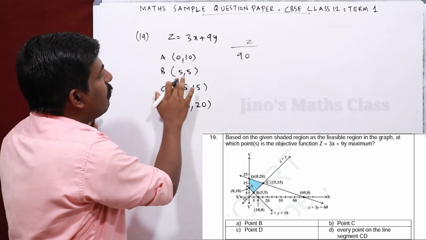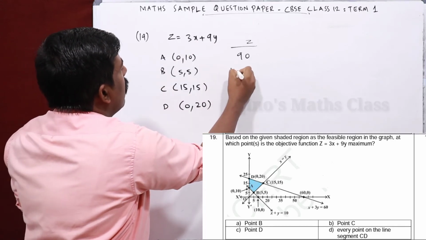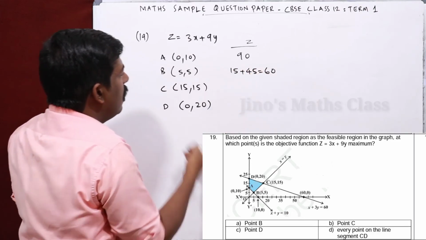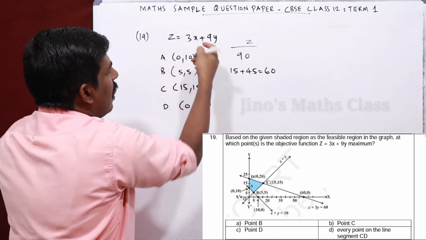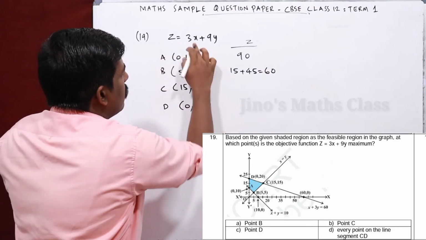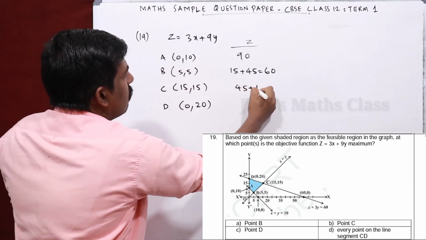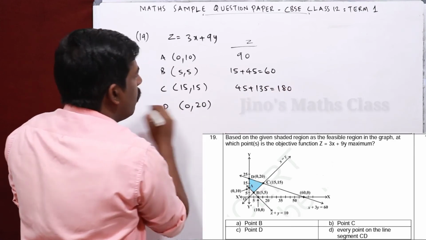Now we can substitute 5, 5 instead of x and y at a time, here we will get 15 plus 45, that is equal to 60. Here we can substitute 15 and 15 instead of x and y, at a time we will get 3 into 15, we will get 45, plus 9 into 15, we will get 135. So when we find the sum, we will get 180 at the point C.